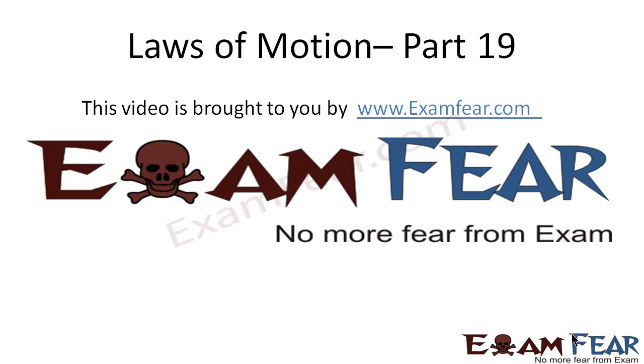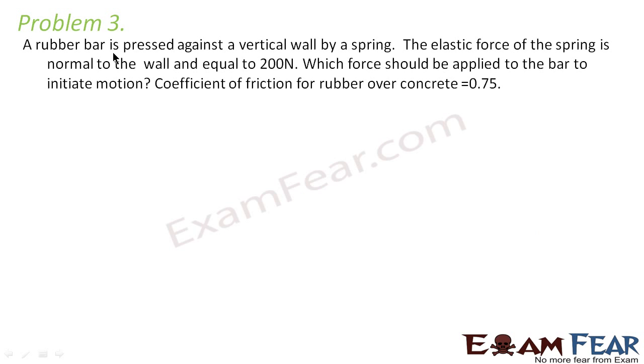Please make sure that you have watched all the videos from part 1 to part 18 before going ahead with part 19. Now let us look at problem 3. The problem goes like, a rubber bar is placed against a vertical wall by a spring. The elastic force of the spring is normal to the wall and equal to 200 Newton. Which force should be applied to the bar to initiate motion? Coefficient of friction for rubber over concrete is 0.75.